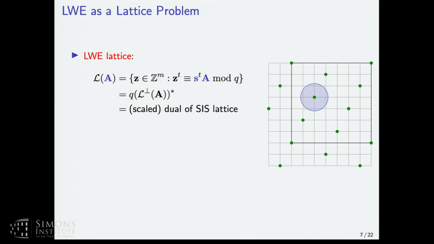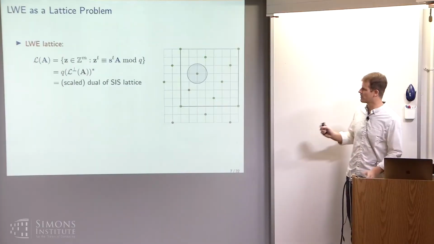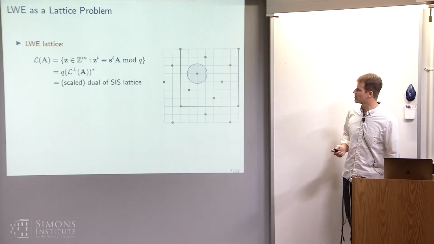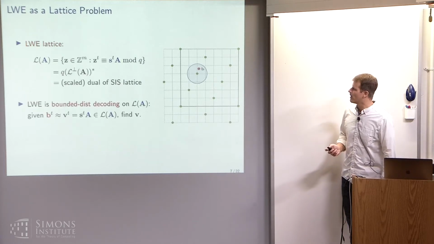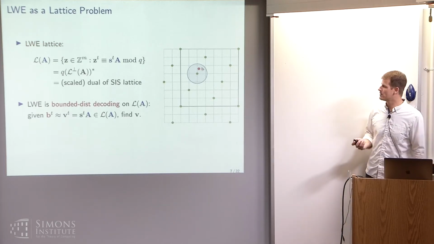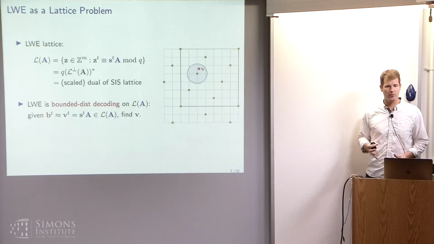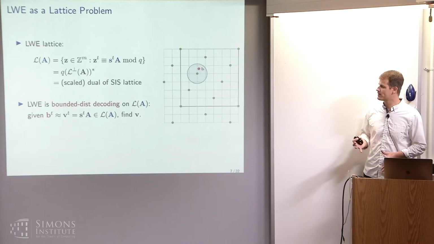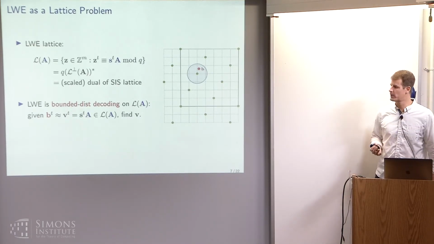It's the same argument if you've taken a coding theory class: you're given a parity check matrix that defines a code, and then the dual code is generated by treating that matrix as a generator matrix. So exactly the same proof works, which is quite nice. But LWE is now not a shortest vector problem anymore. It's a bounded distance decoding problem on this LWE lattice.